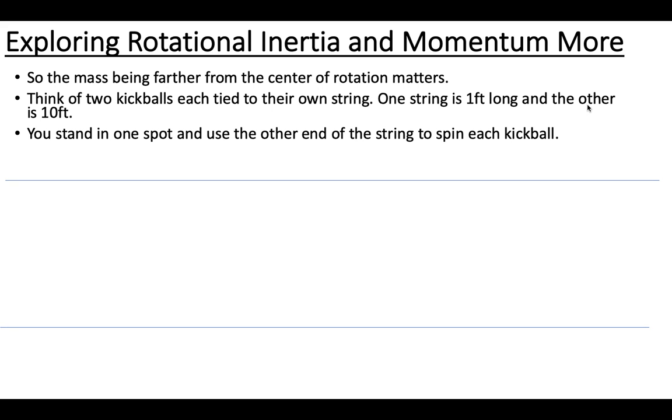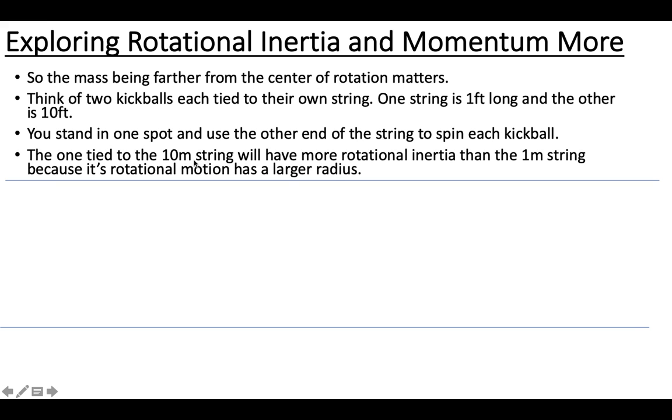And you're standing at the very center of the circle. So you're right in the middle. And so the one tied to the 10-meter string will have more rotational inertia than the one on the 1-meter string because its rotational motion has a larger radius, right? Bigger radius. We saw in the other equations, R matters. It's part of the equation. If you make the radius bigger, then you have a bigger I. You have more inertia.